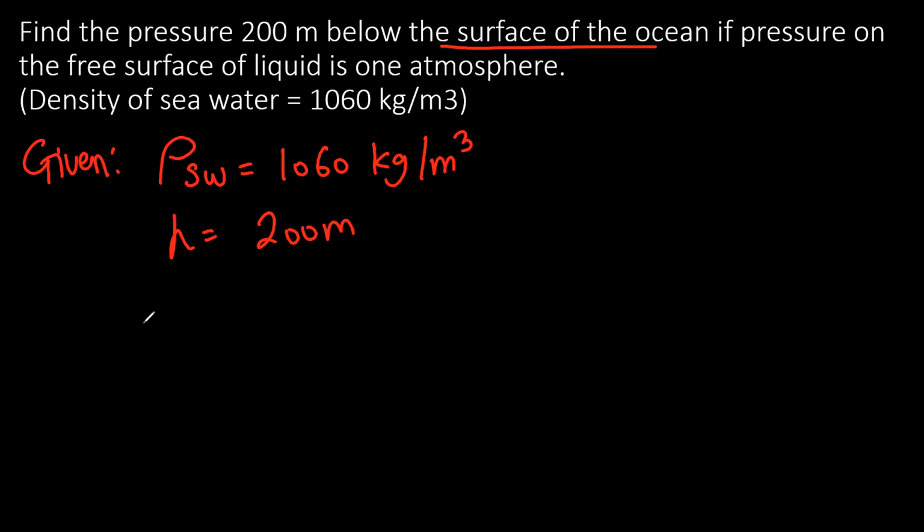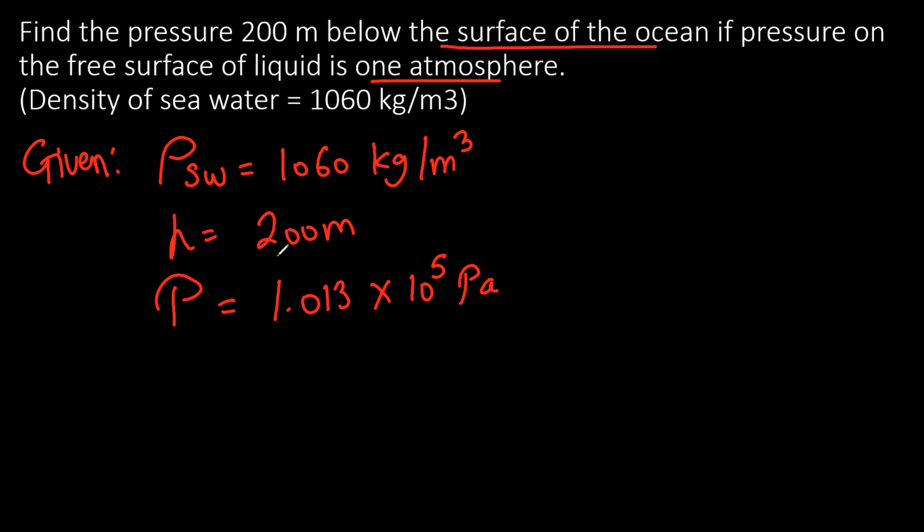Okay. Then what else is given? The pressure is given. The pressure is 1 atmosphere. So 1 atmosphere means how many pascal? We can write 1.013 into 10 raised to 5 pascal. We need to convert 1 atmosphere into pascal. So 1 atmosphere is equal to 1.013 into 10 raised to 5 pascal. Okay. So initially the pressure was at the surface of the ocean, and then we went below.